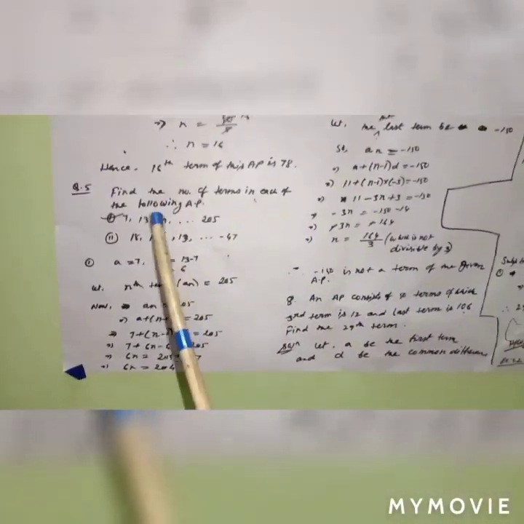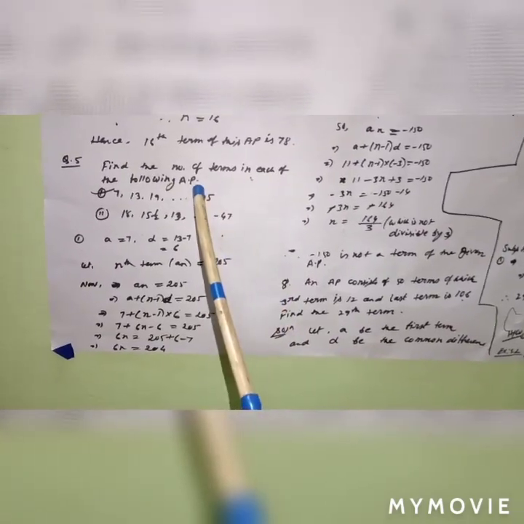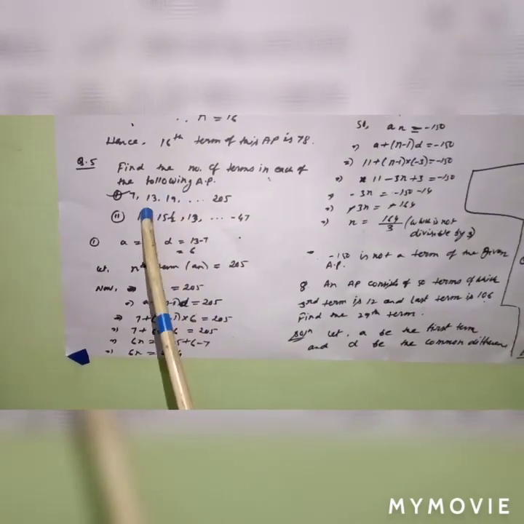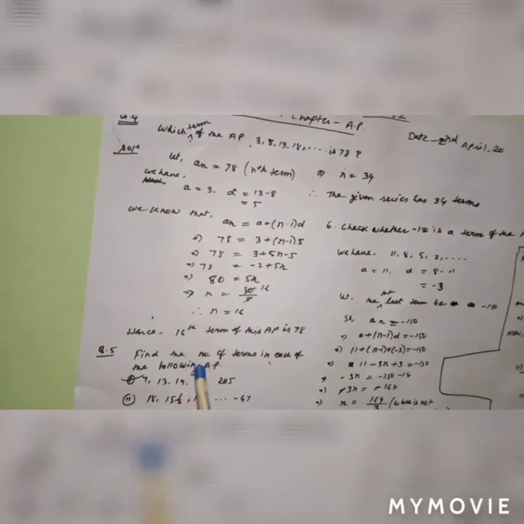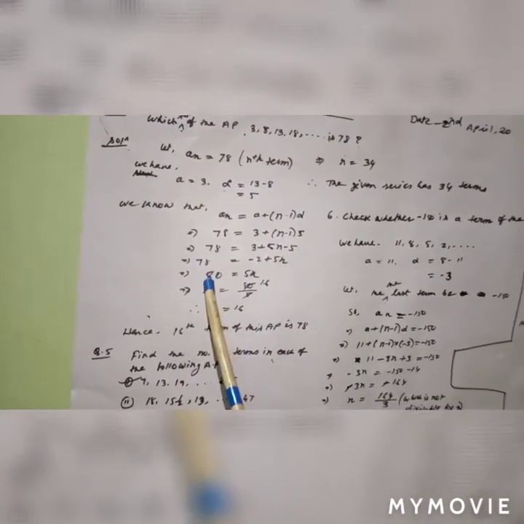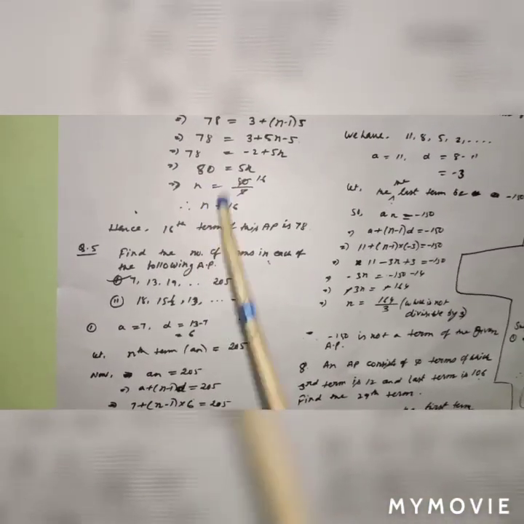Next, question number 5. Find the number of terms in each of the following APs. Here you need to find the number of terms. Actually this question and this question are similar. Here also you have to find out the number of terms, meaning which term of the AP is 78. Here also you need to find n, the number of terms.